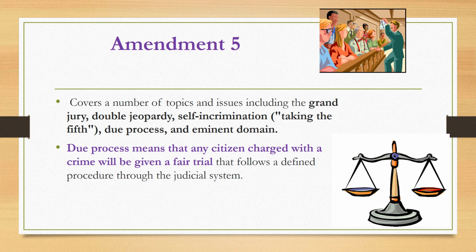Amendment 5 deals with a lot of things: grand juries, double jeopardy, self-incrimination, which means I plead the fifth, we'll talk about that in the next slide, due process and eminent domain. What I would like you to know for this part is that if you are accused of a crime, you have the right to due process. That means any citizen charged with a crime will be given a fair trial. And there is a specific process that everyone has to go through by the government to make sure that you have a fair trial as an accused person.